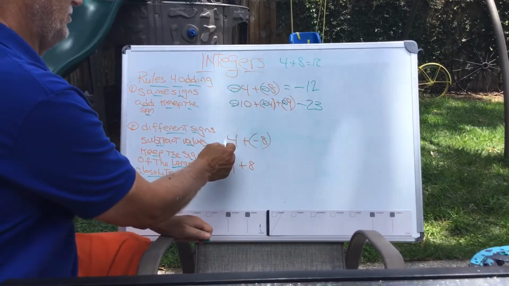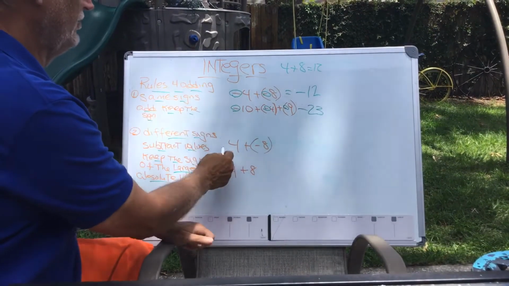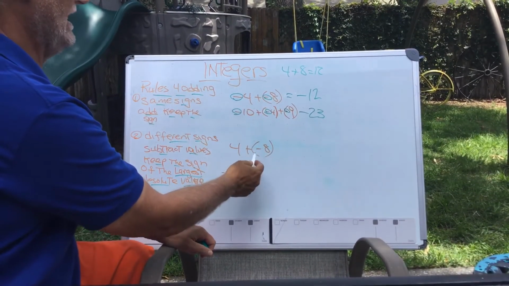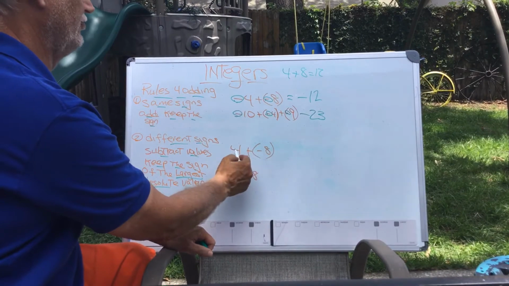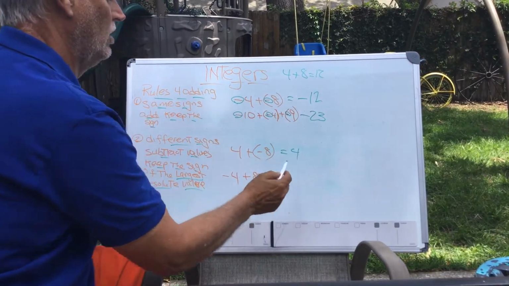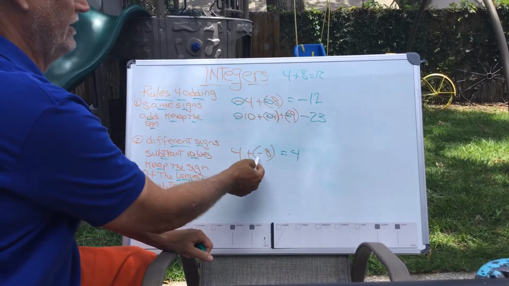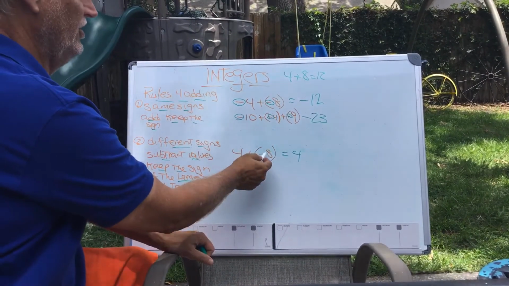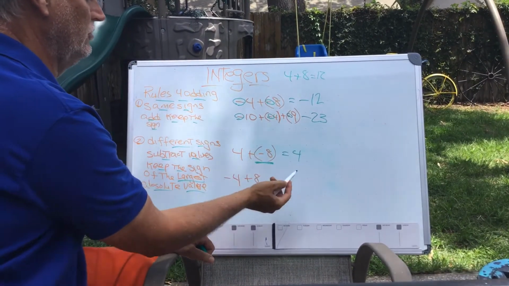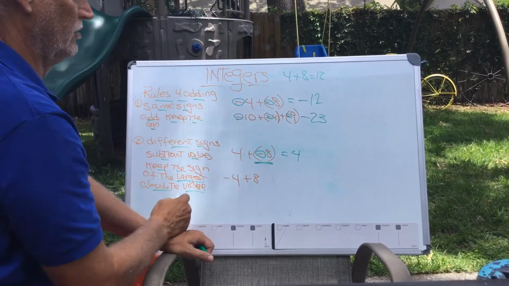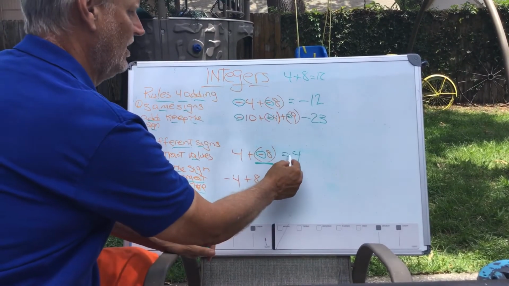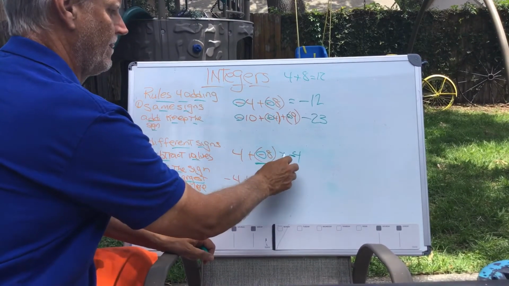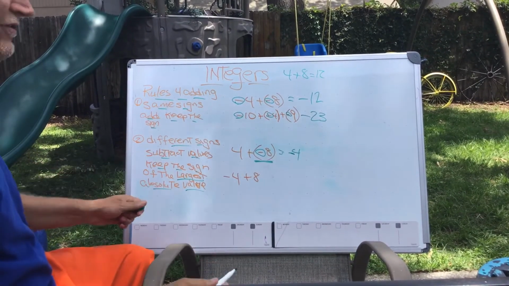So positive 4 plus -8. My signs are different, so I'm going to subtract the two values. 8 minus 4 is going to give me 4. Now, the absolute value of -8 is 8, and the absolute value of 4 is 4. So this is the largest value, and this is the sign of the largest value. So my sum is a -4. That's really all there is to this.